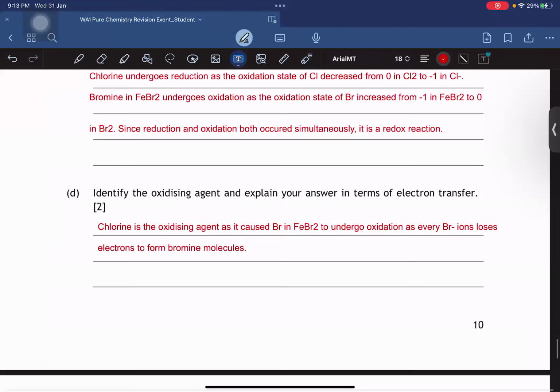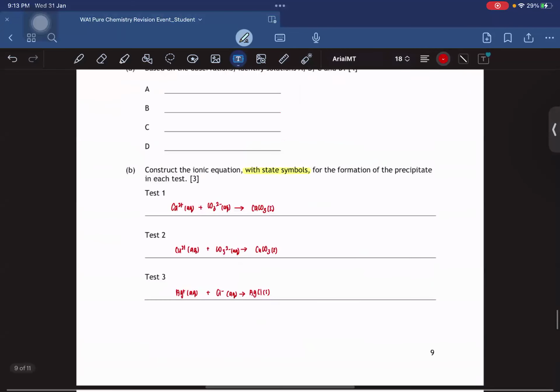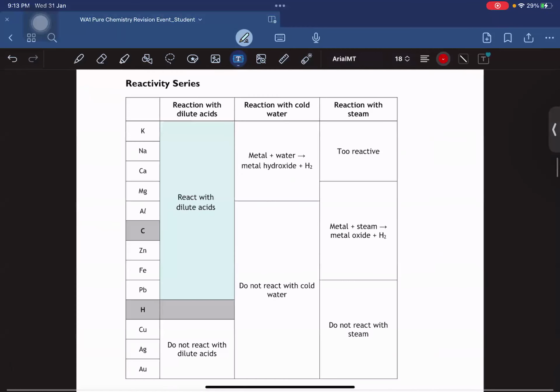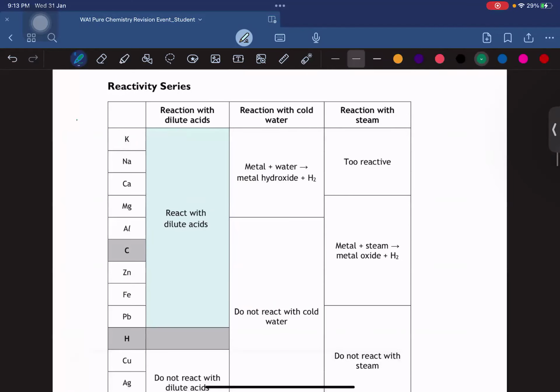Okay, now let's move on to the last part, reactivity series, guys. Last part already, reactivity series. Now, reactivity series is something to do with your metals, correct? So you need to remember the reactivity series for your metals. What is most reactive? Moving on to the one that is the least reactive. Now, does anyone have a problem memorizing the series or remembering the series?